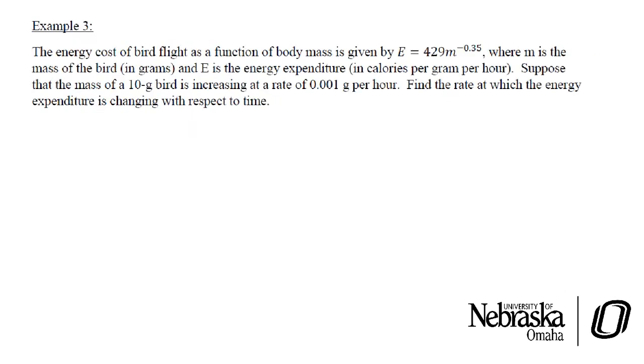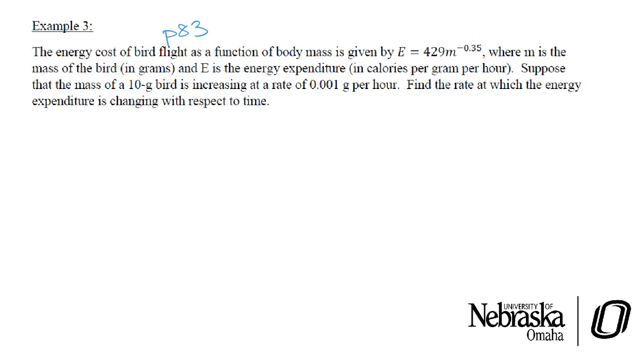So the first example we're given is on page 83 of your course notes. It says the energy cost of a bird flight as a function of body mass is given by E equals 429 m to the negative 0.35 power, where m is the mass of the bird in grams and E is the energy expenditure in calories per gram per hour. Suppose that the mass of a 10-gram bird is increasing at a rate of 0.001 grams per hour. Find the rate at which the energy expenditure is changing with respect to time.